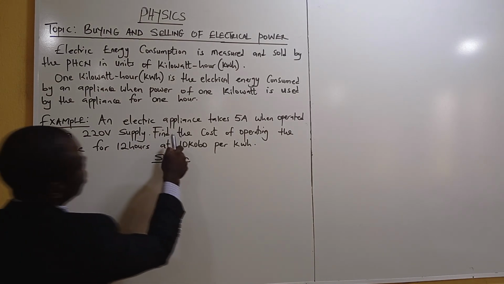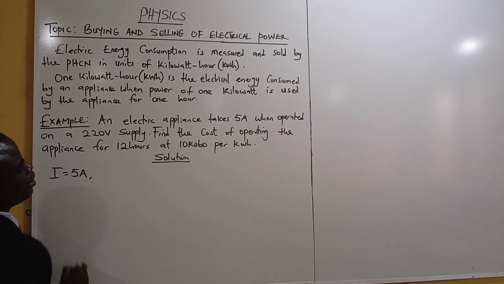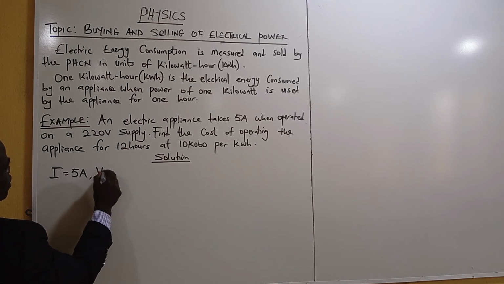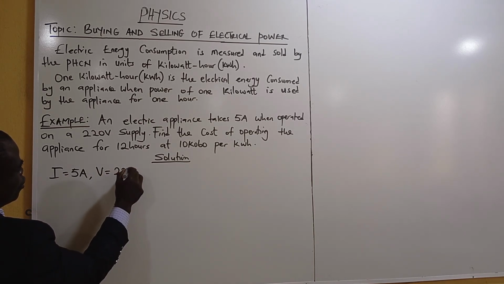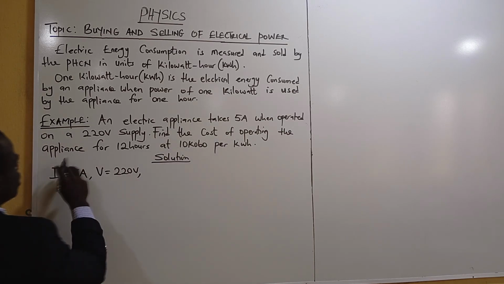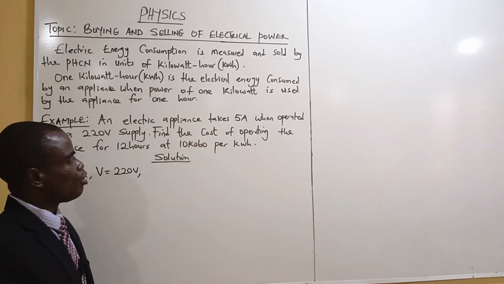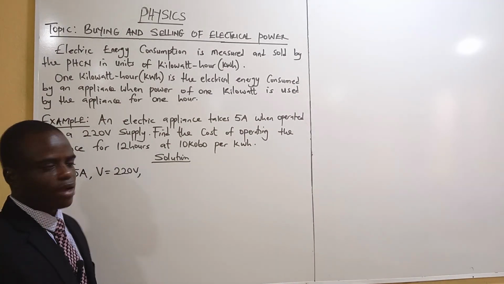An electric appliance takes a current of 5 amperes when operated on a 220 volts supply. Find the cost of operating the appliance for 12 hours at 10 kobo per kilowatt hour.